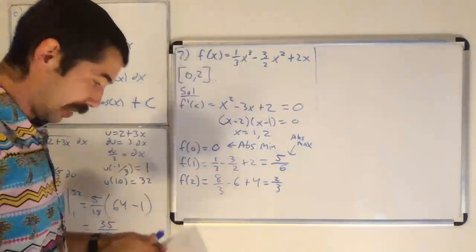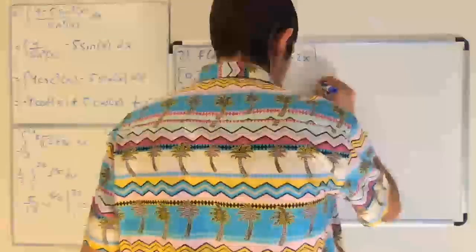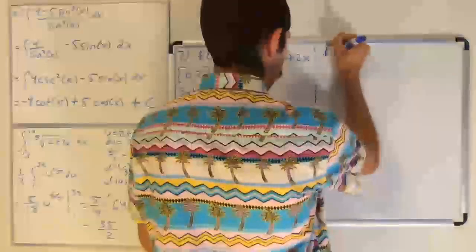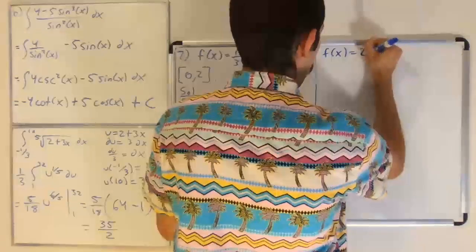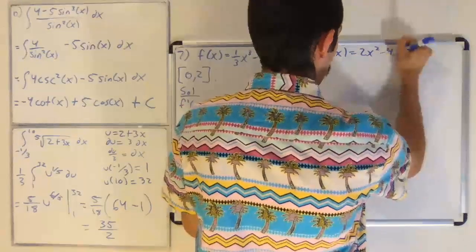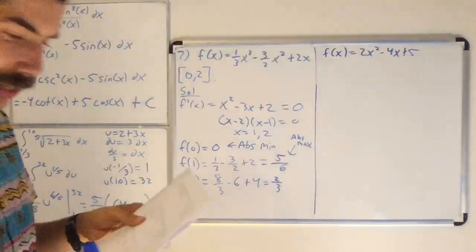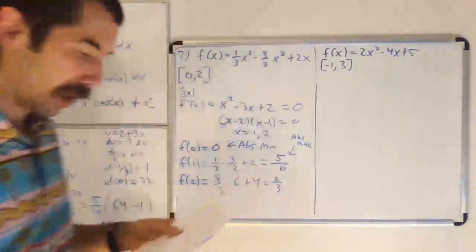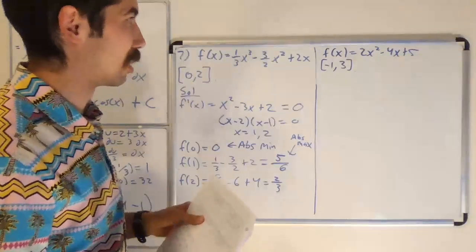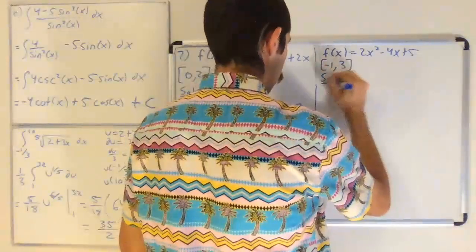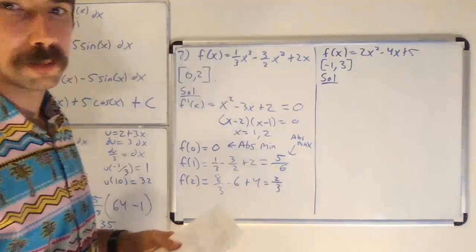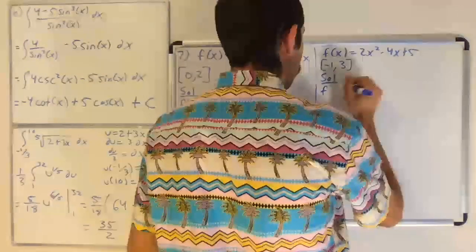All right, so we're on to number 8. State why the function f of x equals 2x squared minus 4x plus 5 satisfies the mean value theorem on the interval -1 to 3. And then we want to find all numbers c that satisfy the conclusion of the mean value theorem. Well, why does it satisfy the mean value theorem? f is continuous and differentiable because it's a polynomial.